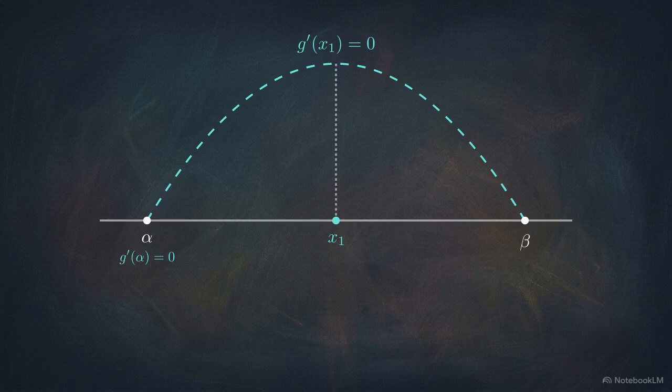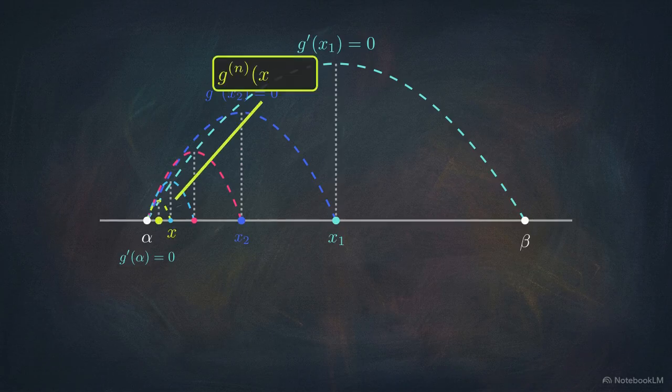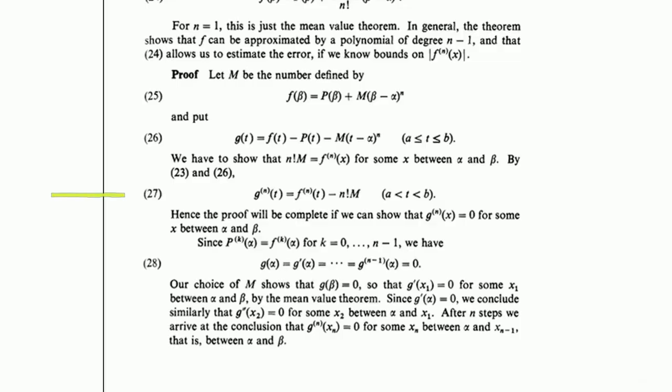But our first derivative is also 0 back at alpha, giving us a new pair of roots. This triggers a cascade. The second derivative must be 0 at a new intermediate point, x sub 2. This logical trap repeats n times, with each successive derivative, the interval shrinking until we guarantee a final point, x, where the nth derivative of g is exactly 0. Let's pivot back to equation 27 to see the nth derivative.